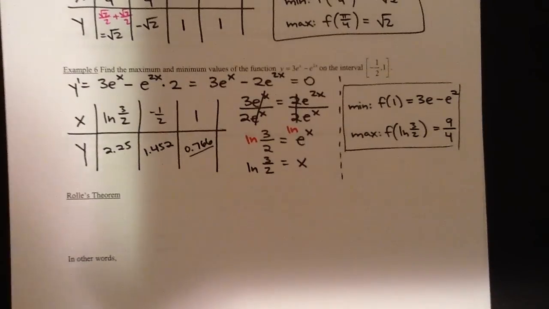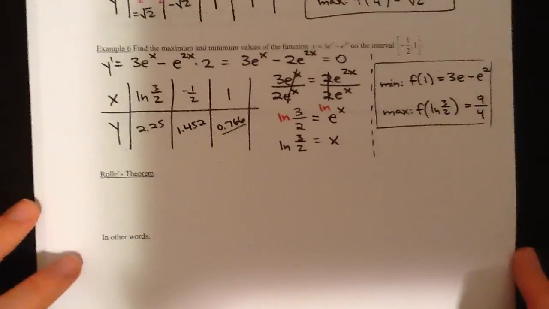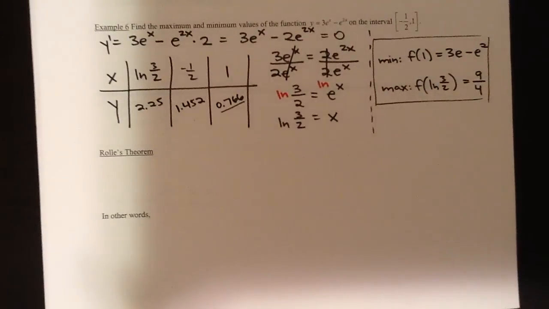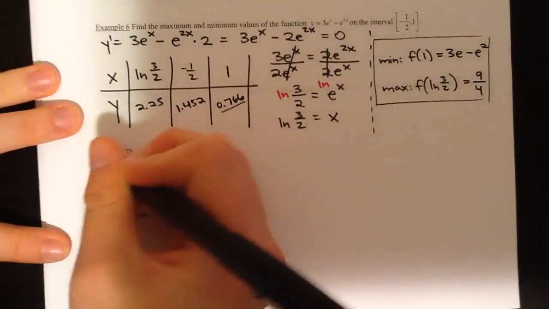Okay, so the last thing that we're going to be working with here is something called Rolle's theorem. Rolle's theorem is going to take us into the mean value theorem, which we're going to do in the next lesson. So Rolle's theorem, let's write it down. We start with some assumptions. Assume that f of x is continuous on a to b.